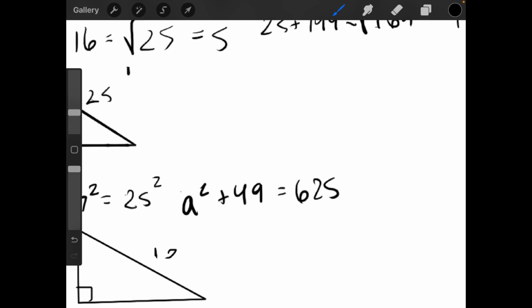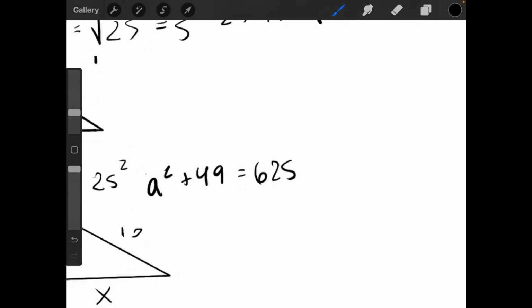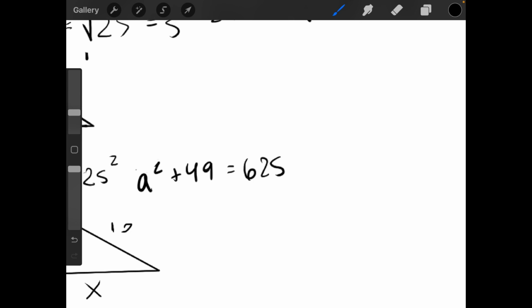And in order to undo this, we have to subtract. So 625 minus 49 is equal to 576. Again, we still have to undo our square by doing the square root. And the square root of 576 is 24. So that means that a is equal to 24.